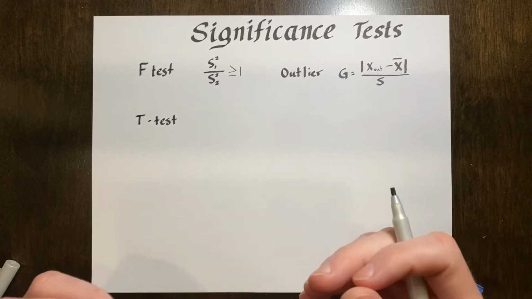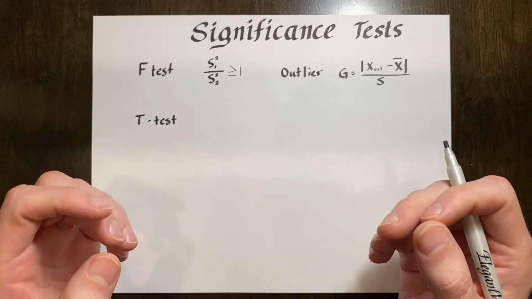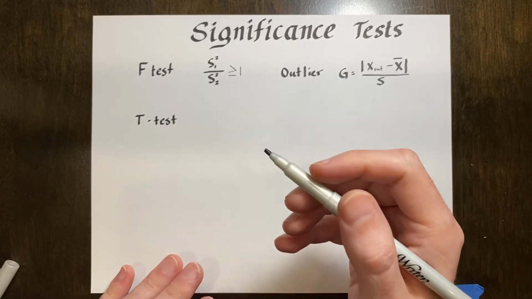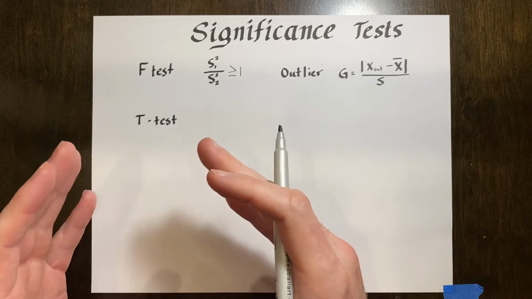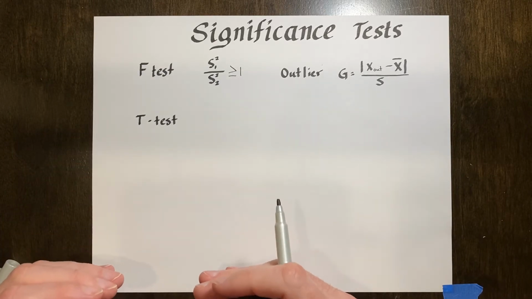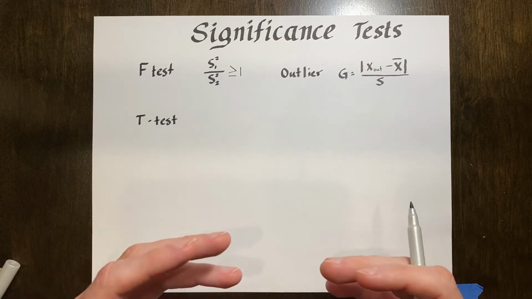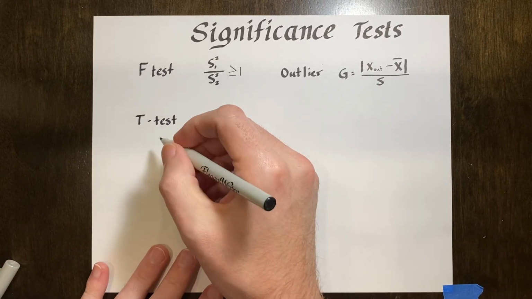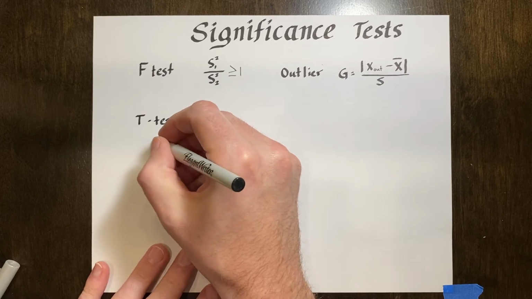So let's look at the two different kinds of t-tests. There's two major ones. There's a paired t-test, and that is where we have pairs of data points. And then we have an unpaired t-test, which is a more general option. So, paired.